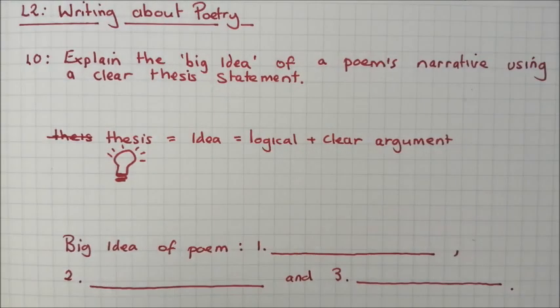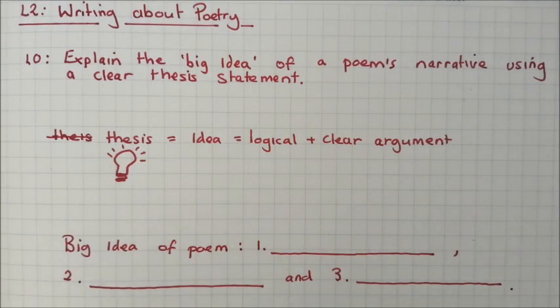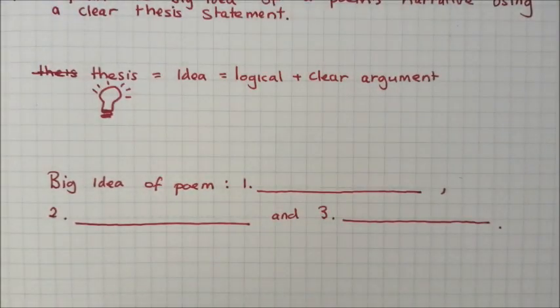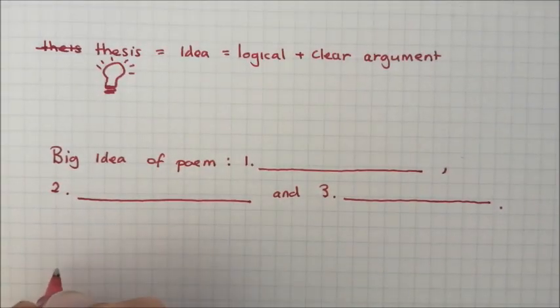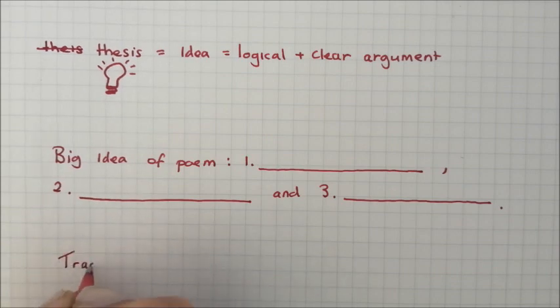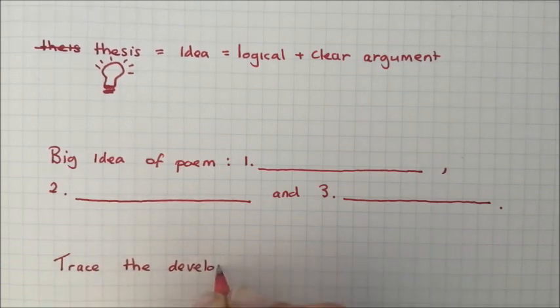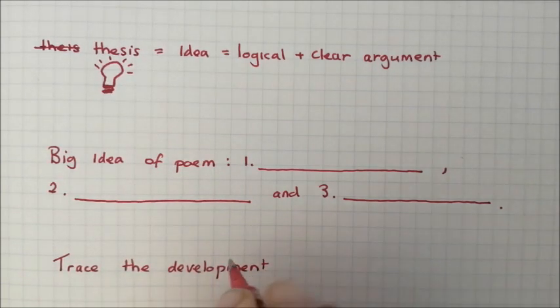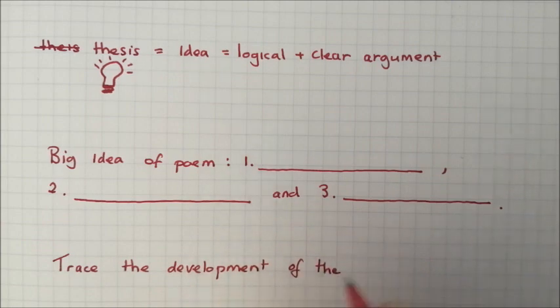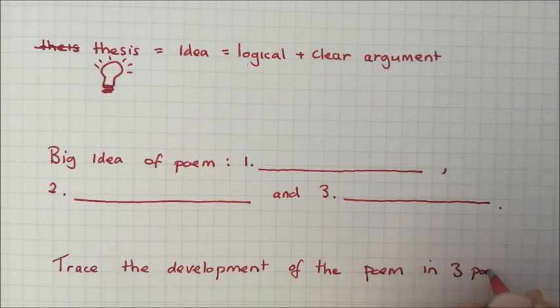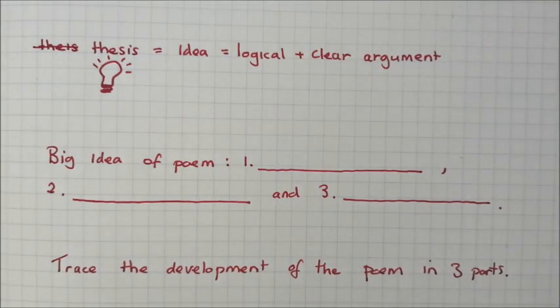And the really lovely thing about this is it kind of goes a bit beginning, middle, end. How does the narrative of the poem develop? And that's the best way of thinking about it. So you're kind of tracing or following the most logical pattern. And the logical pattern is: trace the development of the poem in three parts. And that's what we're going to look at today.